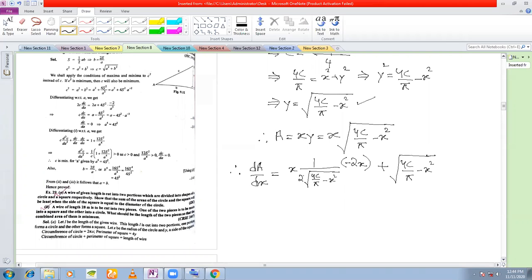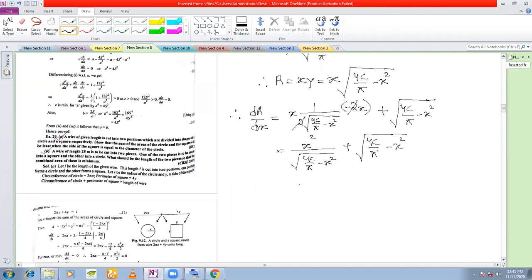So what are you essentially getting here? This 2 and this 2 cancel. So you are getting x square by root 4c/pi minus x square, plus root 4c/pi minus x square.